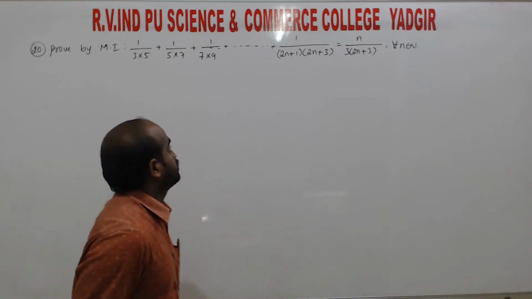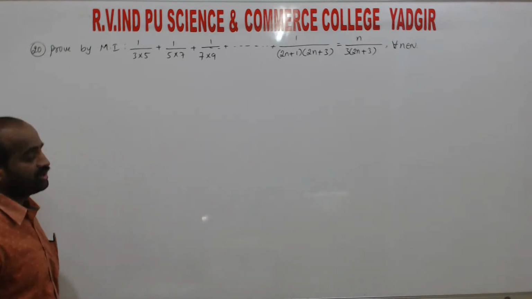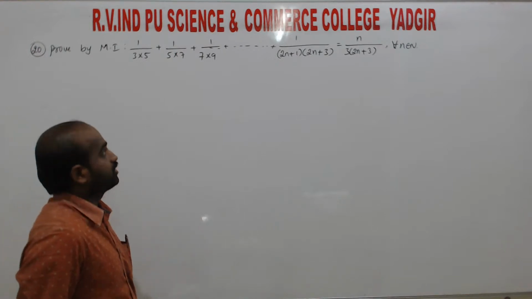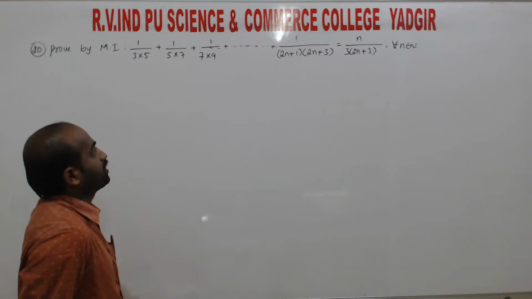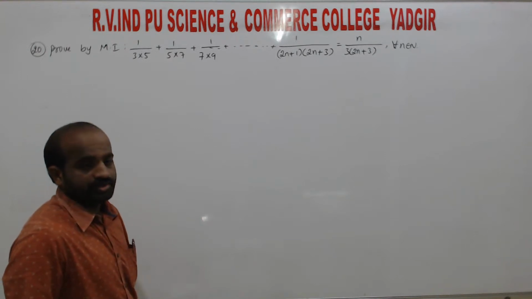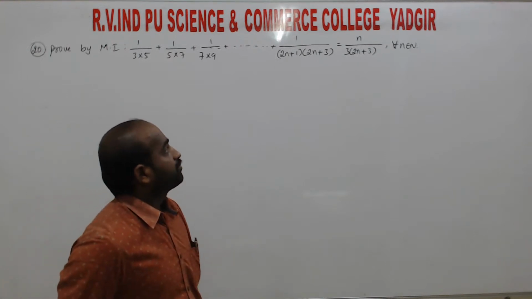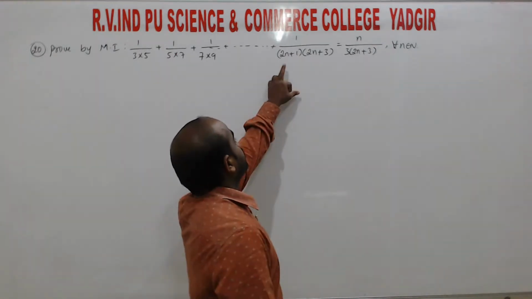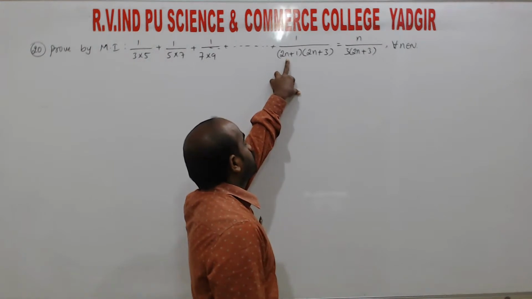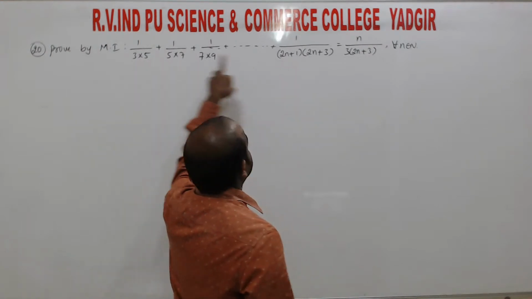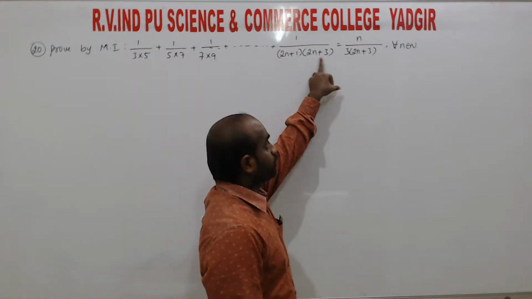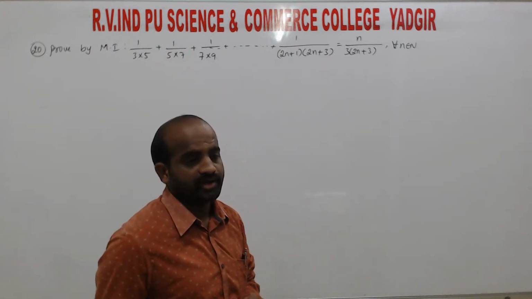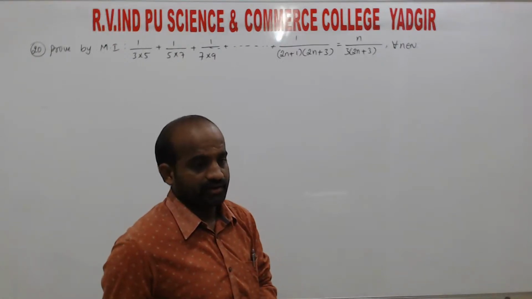Okay, next question: prove by mathematical induction 1/(3×5) + 1/(5×7) + 1/(7×9) and so on. The nth term is 1/((2n+1)(2n+3)). Check it. For n = 1, 2×1+1 is 3 and 2×1+3 is 5. LHS and RHS value is what? 1/(3×5), that is 1/15.